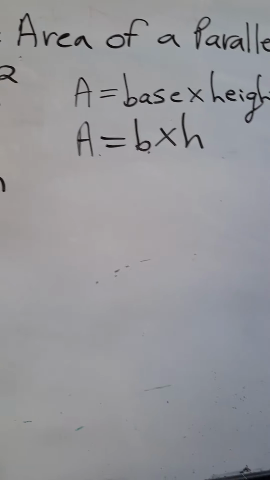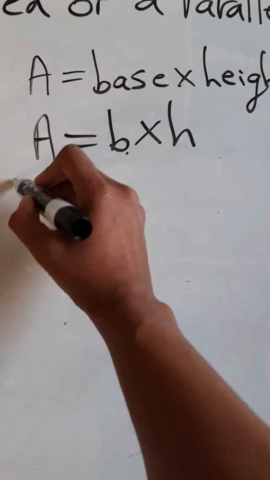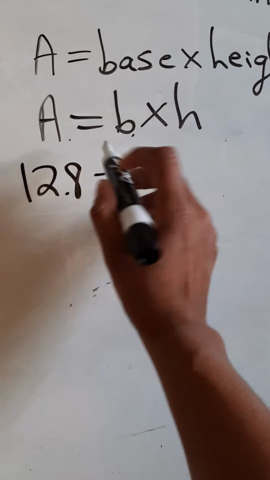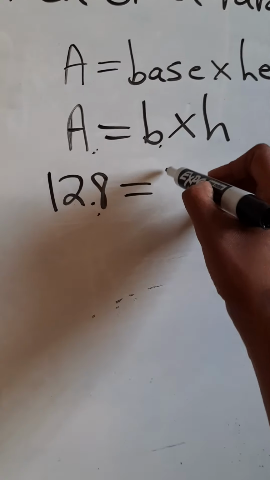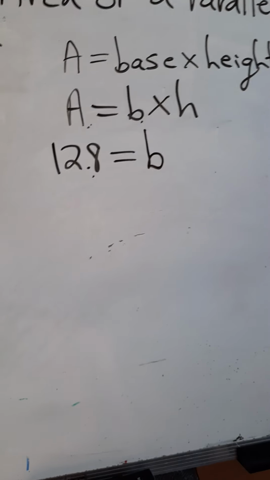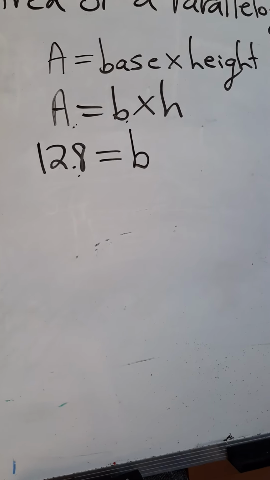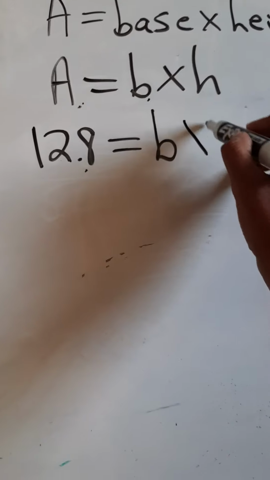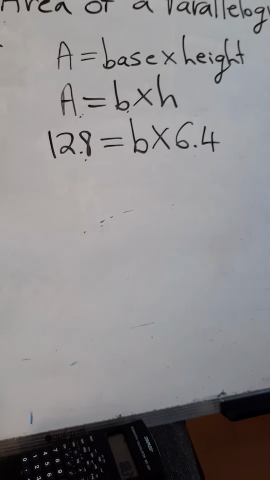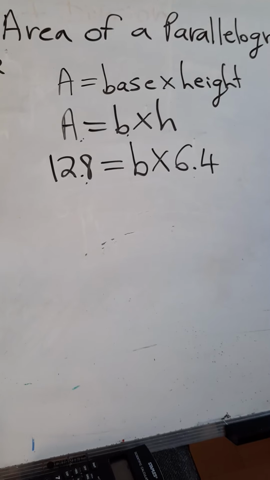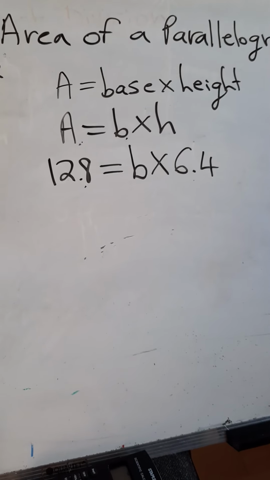Okay, I'm going to plug it back into my formula. The area is given to me. The area is 12.8. Okay, this time I'm looking for the base. So instead of writing any value here, I'm just going to put b. And the height is also given to me. The height is 6.4 meters. Okay, and so again, I'm solving for the base.